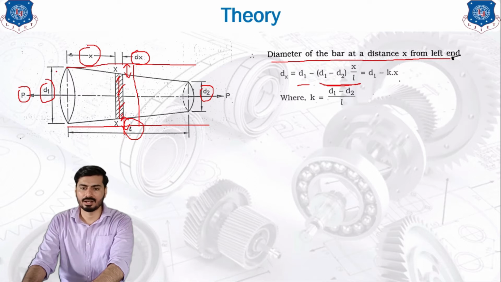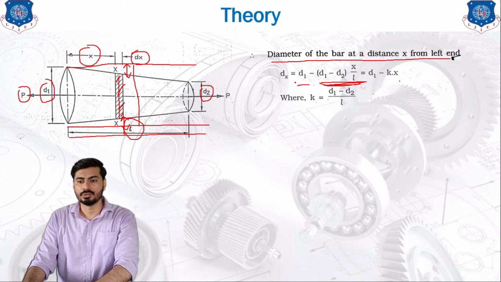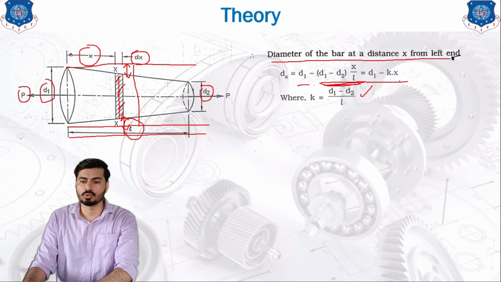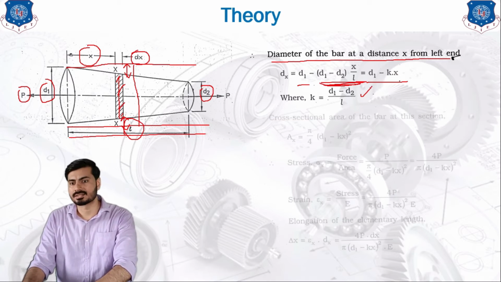Through the length L, the diameter is reduced from d1 to d2. So for the length x, how much diameter will be reduced? We have used some trigonometry relation, and through that relation we have arrived at this equation. If you subtract this particular part from the d1, you will get the diameter at the x distance, which is d1 minus kx, where k is (d1 minus d2) upon L. So this is how we calculated the dx value at x distance.